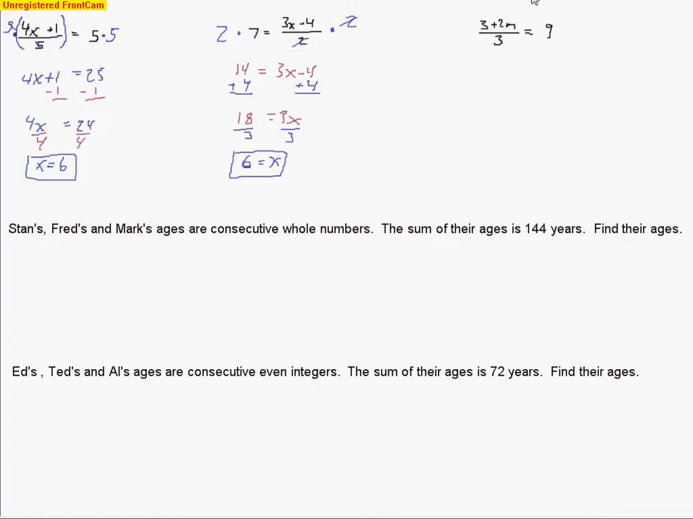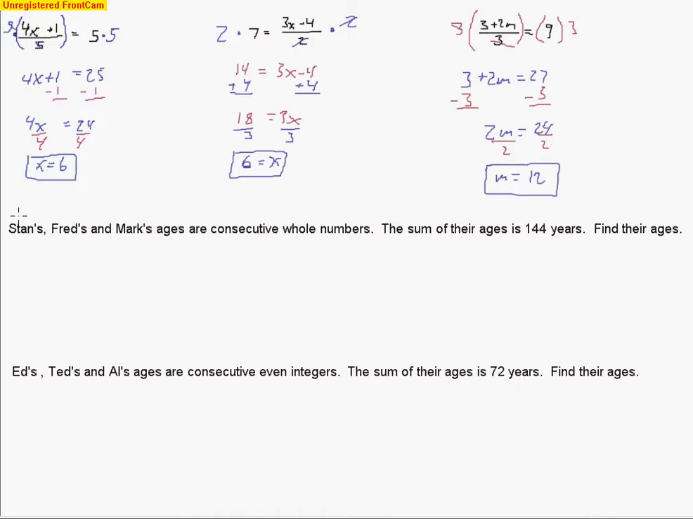We'll try another one here. We'll multiply both sides by 3. And that will again cancel out the denominator. So what we're left with is 3 plus 2m equals 27. So from this point, we're going to subtract the 3 from both sides, leaving us with 2m equals 24. So from this point, all you have to do is divide by 2, and we'll have our answer. So m equals 12.